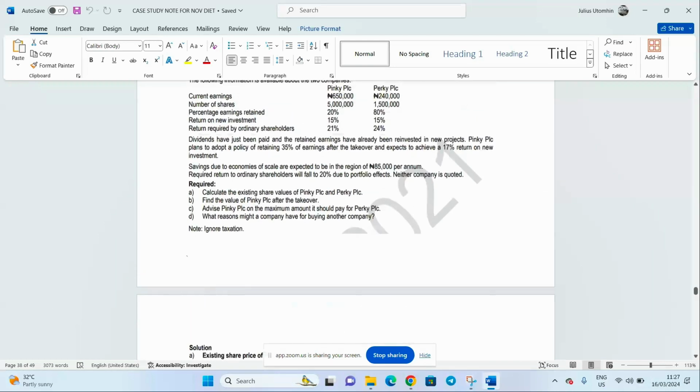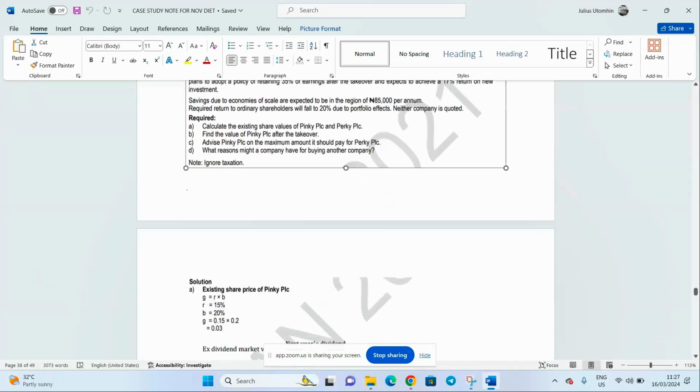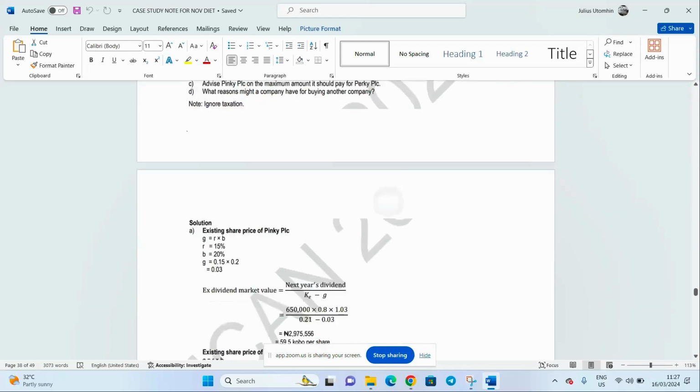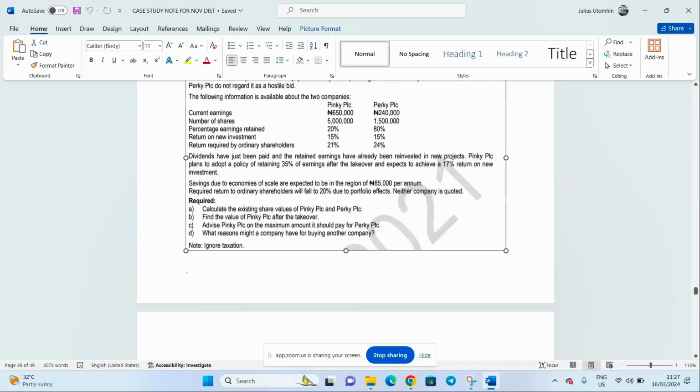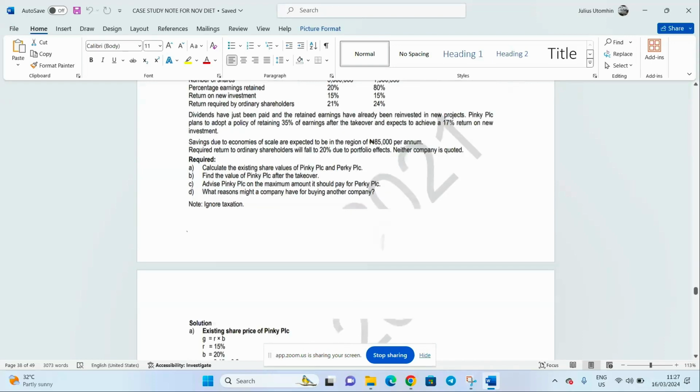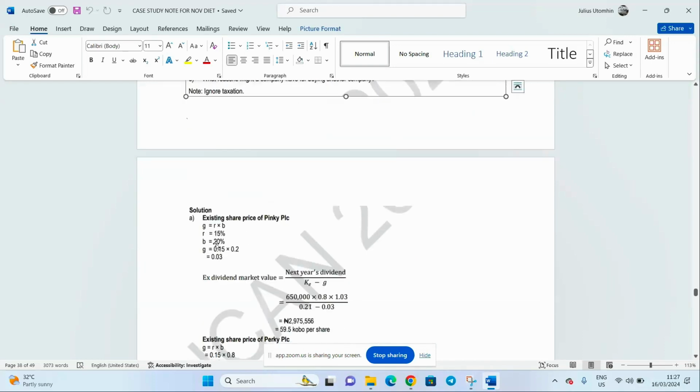Once you are able to interpret that, the rest are very similar to what we've been doing. Since you know your cost of capital is 15%, your return is there already. So to get the growth rate, it's just 15% times 20%, which is 0.03. You have gotten your growth rate that way.